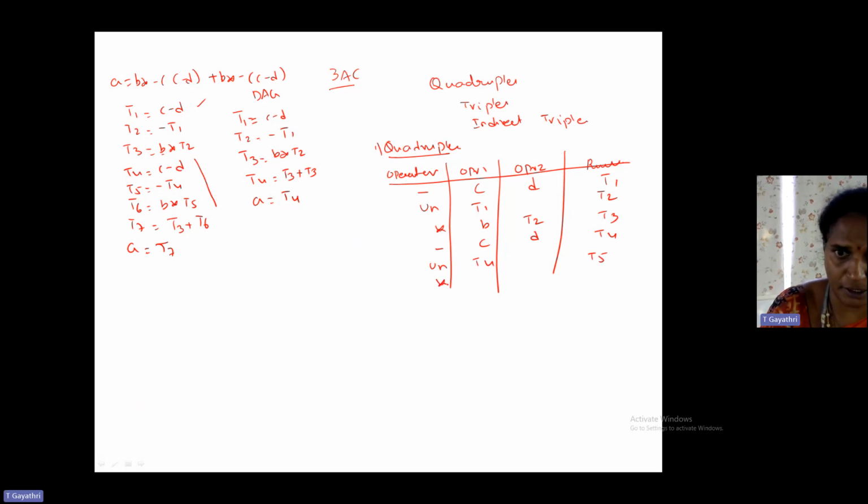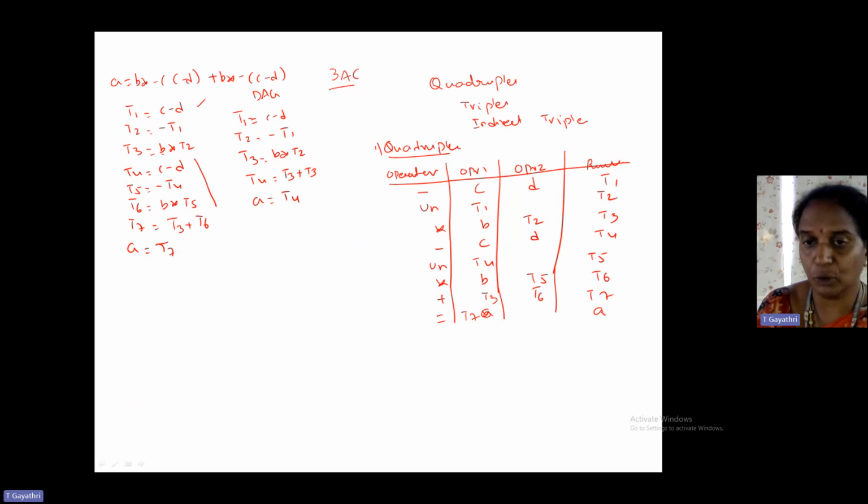And multiplication B T5, result will be there at T6. Try to understand. Addition T3, T6, result will be there at T7. And assignment operator A, result will be there. Also, here operator is the T7, result will be there. That is the representation of the quadruples. Okay. So now we can discuss about the triples.